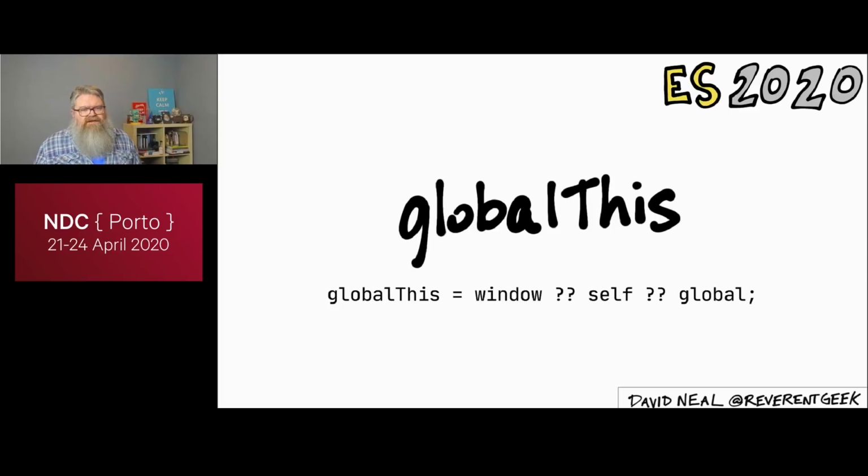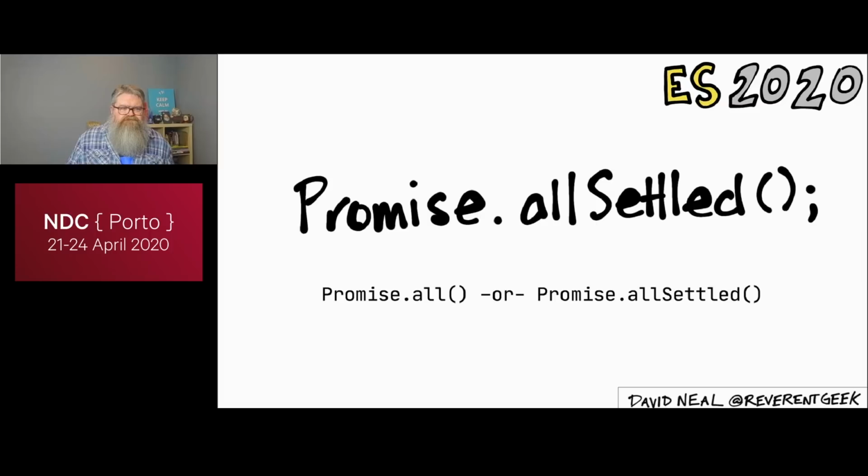There's also a global this, which is a consistent way of accessing the global object, regardless of your environment. So in the browser, there's the window object. In a web worker, there's the self object. And in Node.js, there's the global object. So now global this gives you one thing that you can use in case your modules or code is going to be used across multiple environments.